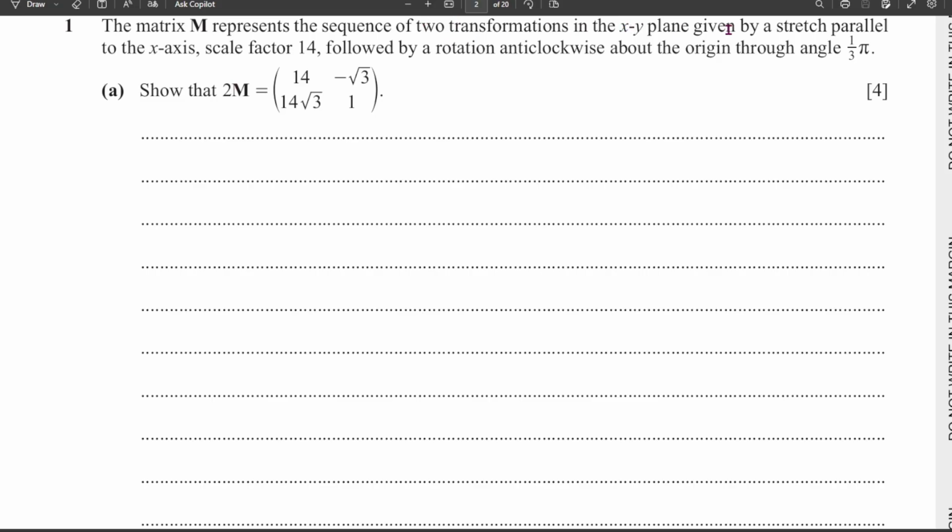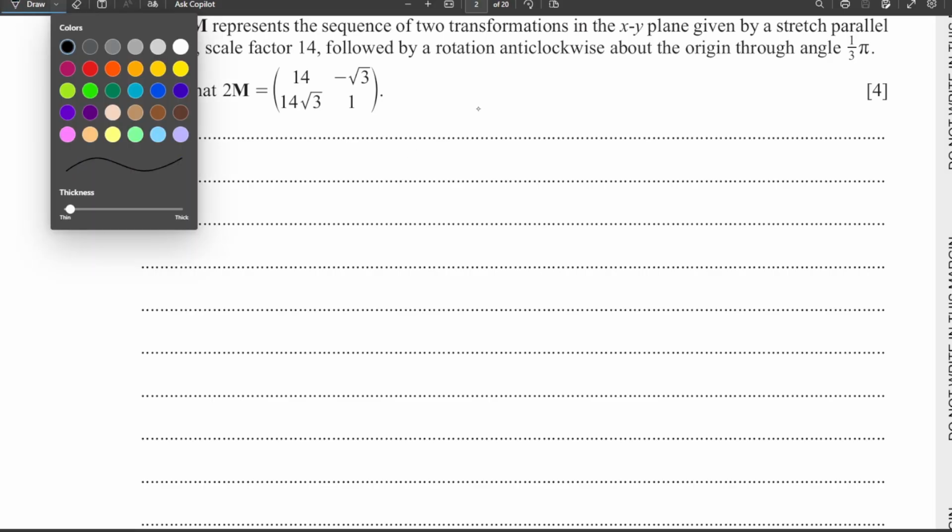transformations in the Cartesian plane given by a stretch parallel to the x-axis with a scale factor of 14, followed by a rotation anticlockwise about the origin through angle pi over 3 radians. So they want us to show that 2M equals this matrix. So first of all, let's deal with the scale factor stretching first.